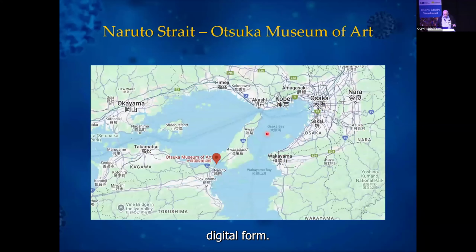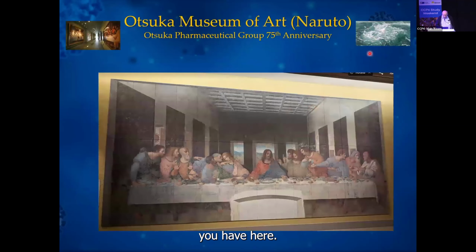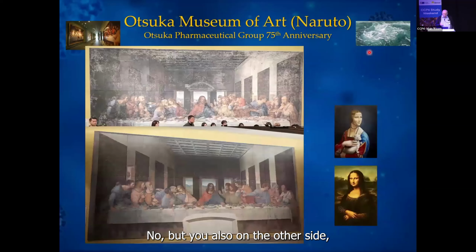So you see the digital form is not only in structural biology. I spent 2 months in Japan last spring, and we went to the Naruto Straits, where you have fantastic vortexes, but there is also the Otsuka Museum of Art. It's a very special museum because it does not have a single original artwork. Everything is digital. You can see the Last Supper as in Milan now, but on the other side, you may see the Last Supper as it looked before renovation.